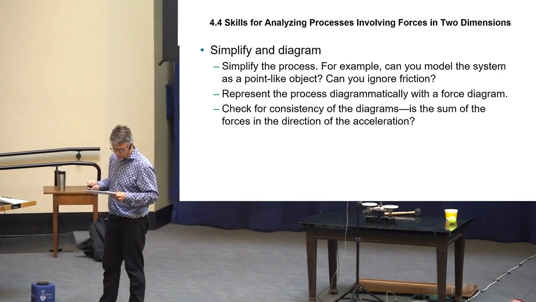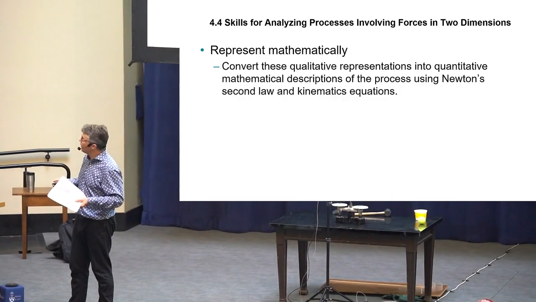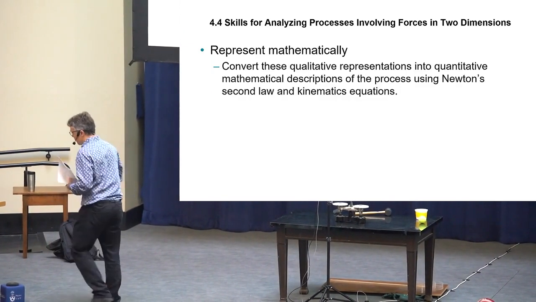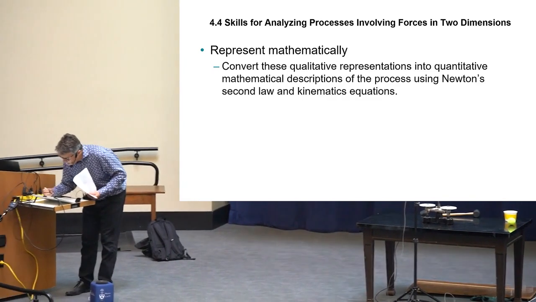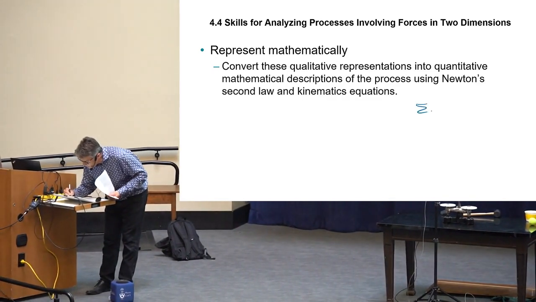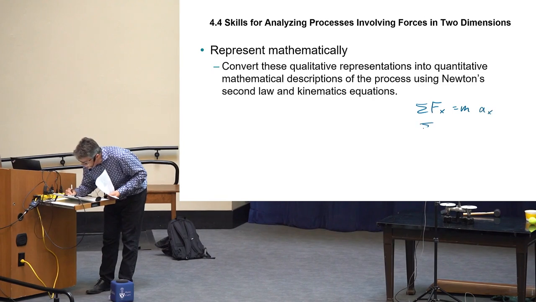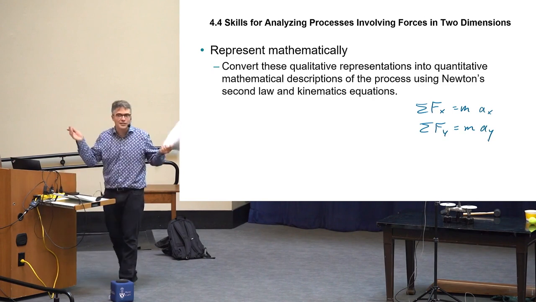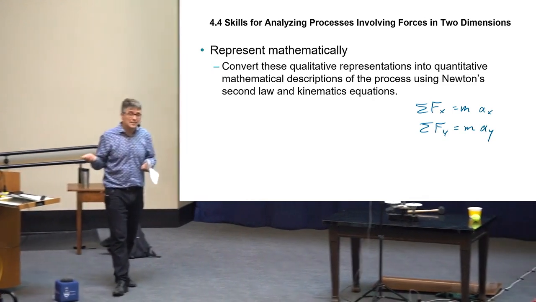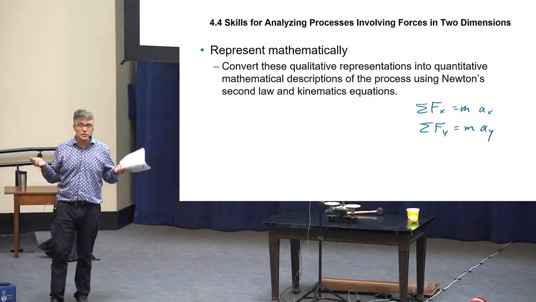Make sure that your diagram looks all right. And then at that point, you use Newton's second law. There are a few different ways of writing it, but the sum of all the forces in the x direction equals the mass times the acceleration in the x direction, and the sum of all the forces in the y direction equals the mass times the acceleration in the y direction. That's it. And sometimes the acceleration is 0 because it's going at constant velocity.